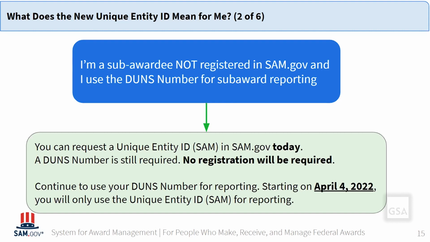Along with this, you can continue to use DUNS for reporting, because again, the DUNS number is still authoritative. Starting on April 4th is when you would use that new unique entity ID SAM that you're getting through this new process.